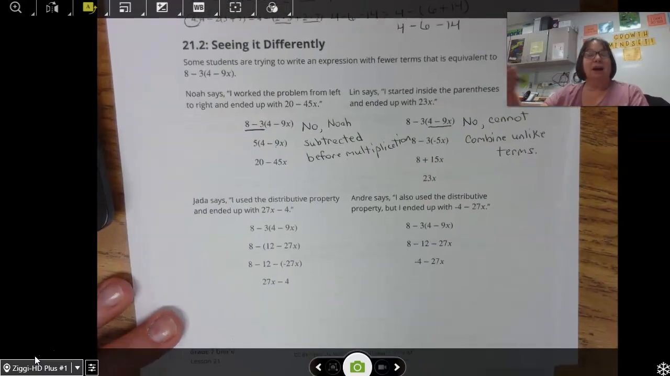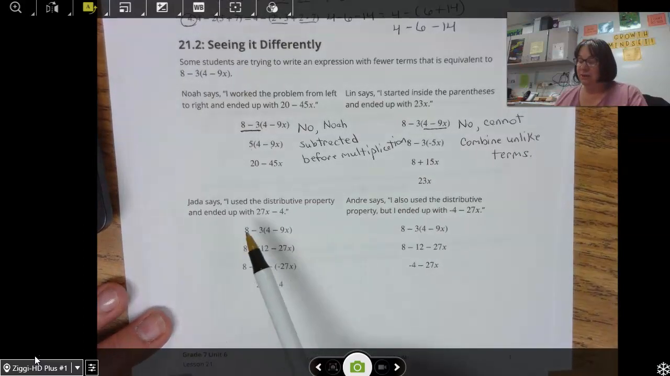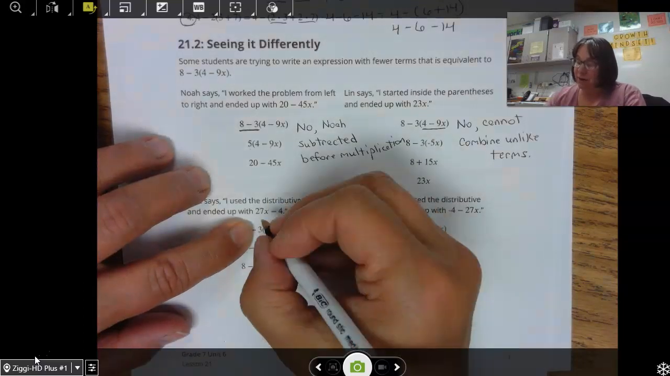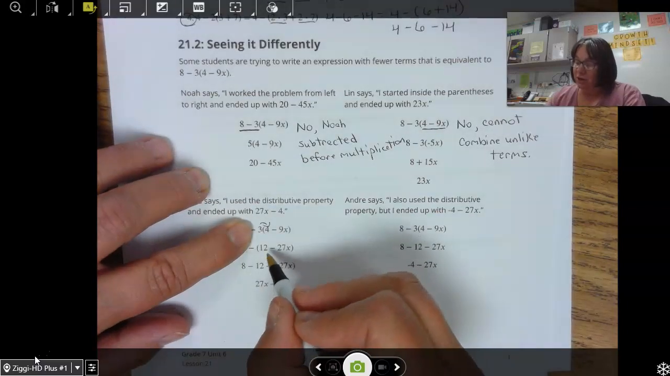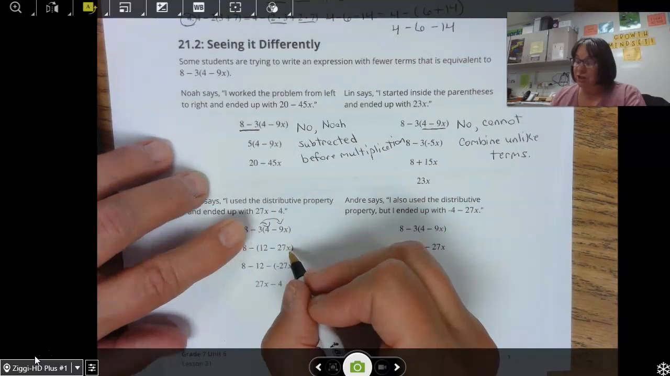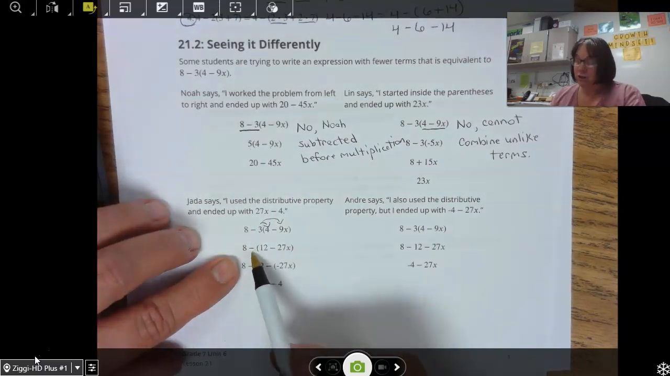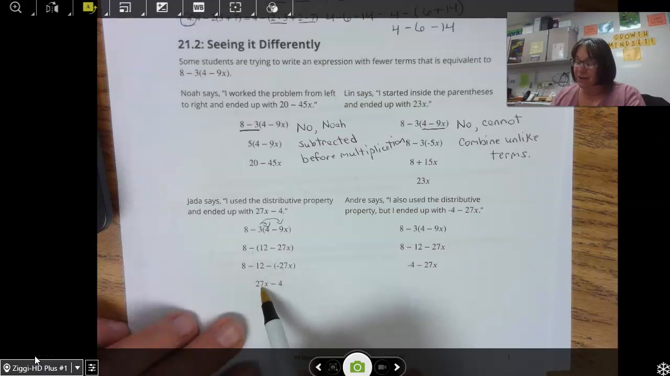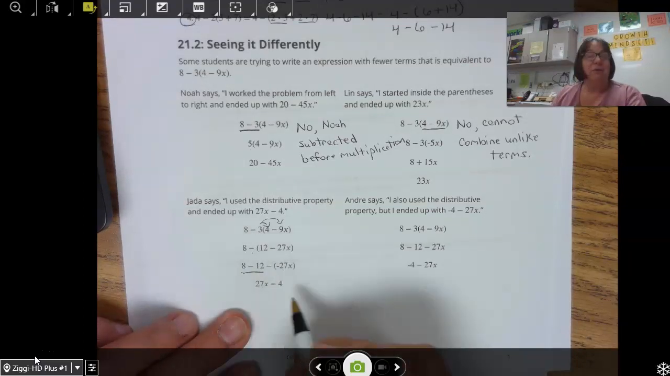And then Jada says, I used the distributive property and ended up with 27x minus 4. So Jada came down here and she said 8 minus, and then she took her 3 times 4 and got 12. And she took her 3 times negative 9 and got negative 27x. Then she distributed the negative sign. So she found the opposite of 12 would be negative 12 or minus 12. And the opposite of a negative 27 would be a positive 27. So she has 27x, and then 8 minus 12 was negative 4. So that is correct.